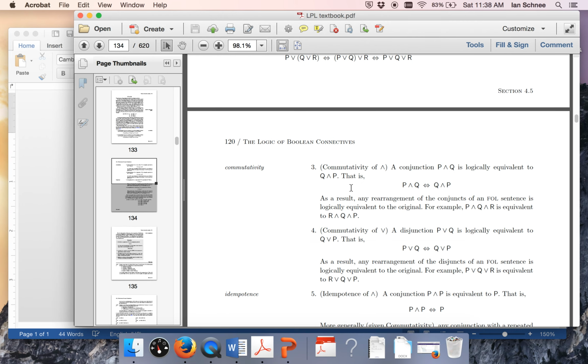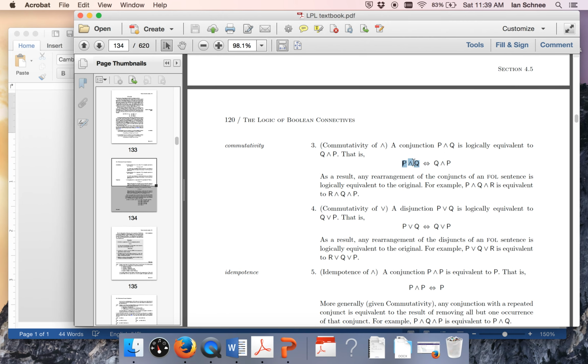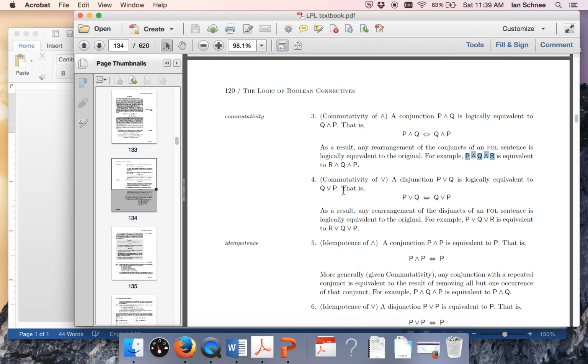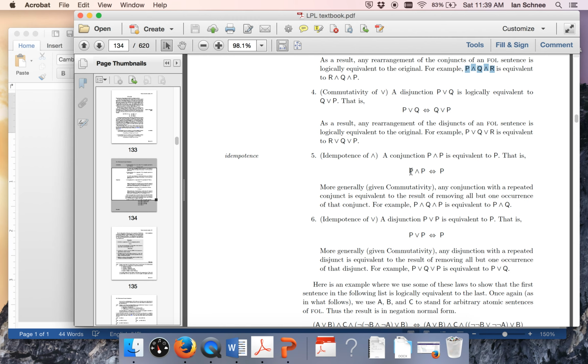Okay, what does commutativity say? Commutativity says, let's say we have P and Q. Well, that's just the same as having Q and P. Order does not matter. Or let's say we have some complex thing like P and Q and R. Well, we can just move the R to the front. So if you have something grouped like this, you're allowed to move around any of those formulas that you wish. That's commutativity. Lastly, idempotence says if we have P and P, well, that's redundant. That's just the same thing as P. Or P or P is the same thing as P. So we can drop any kind of redundancies.